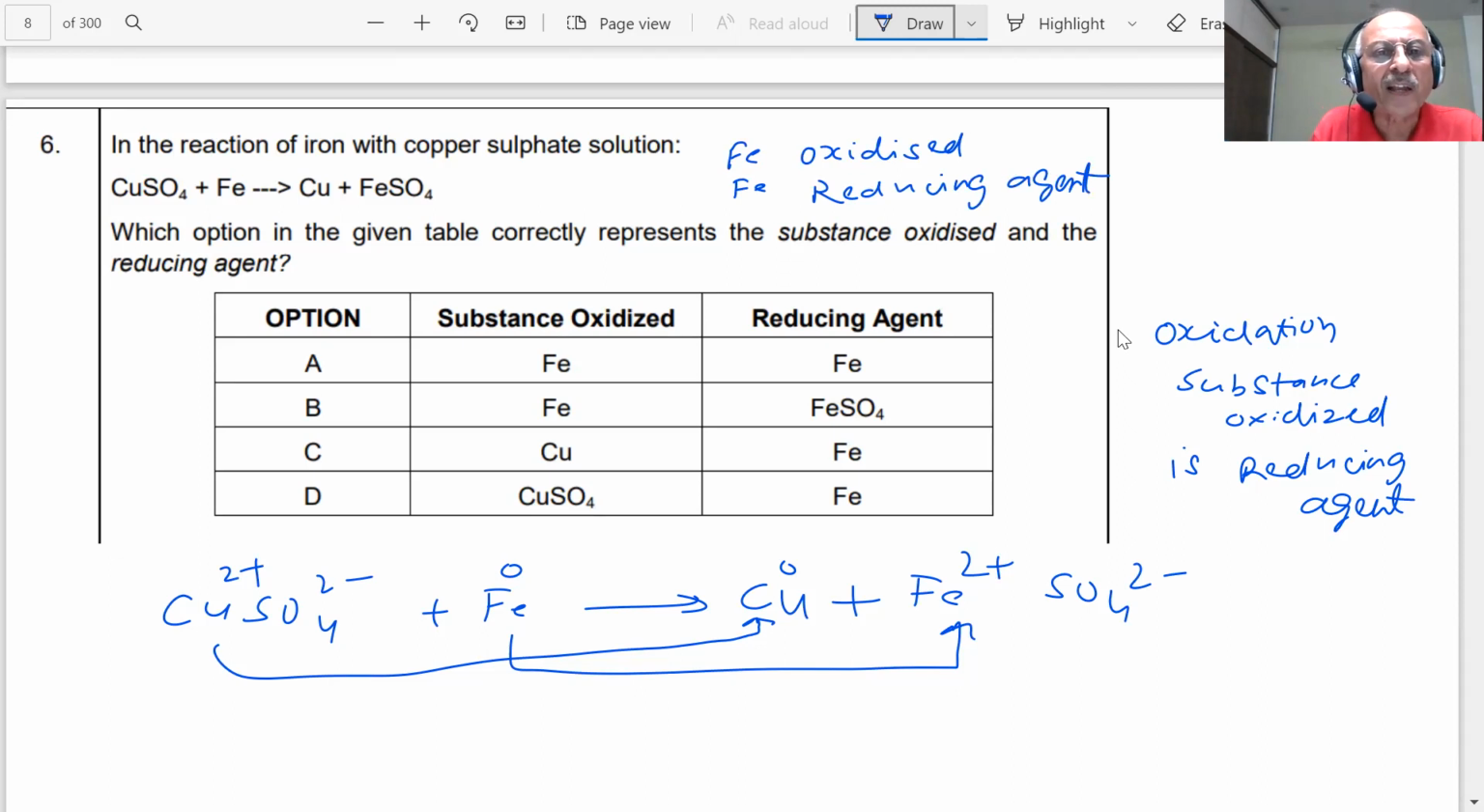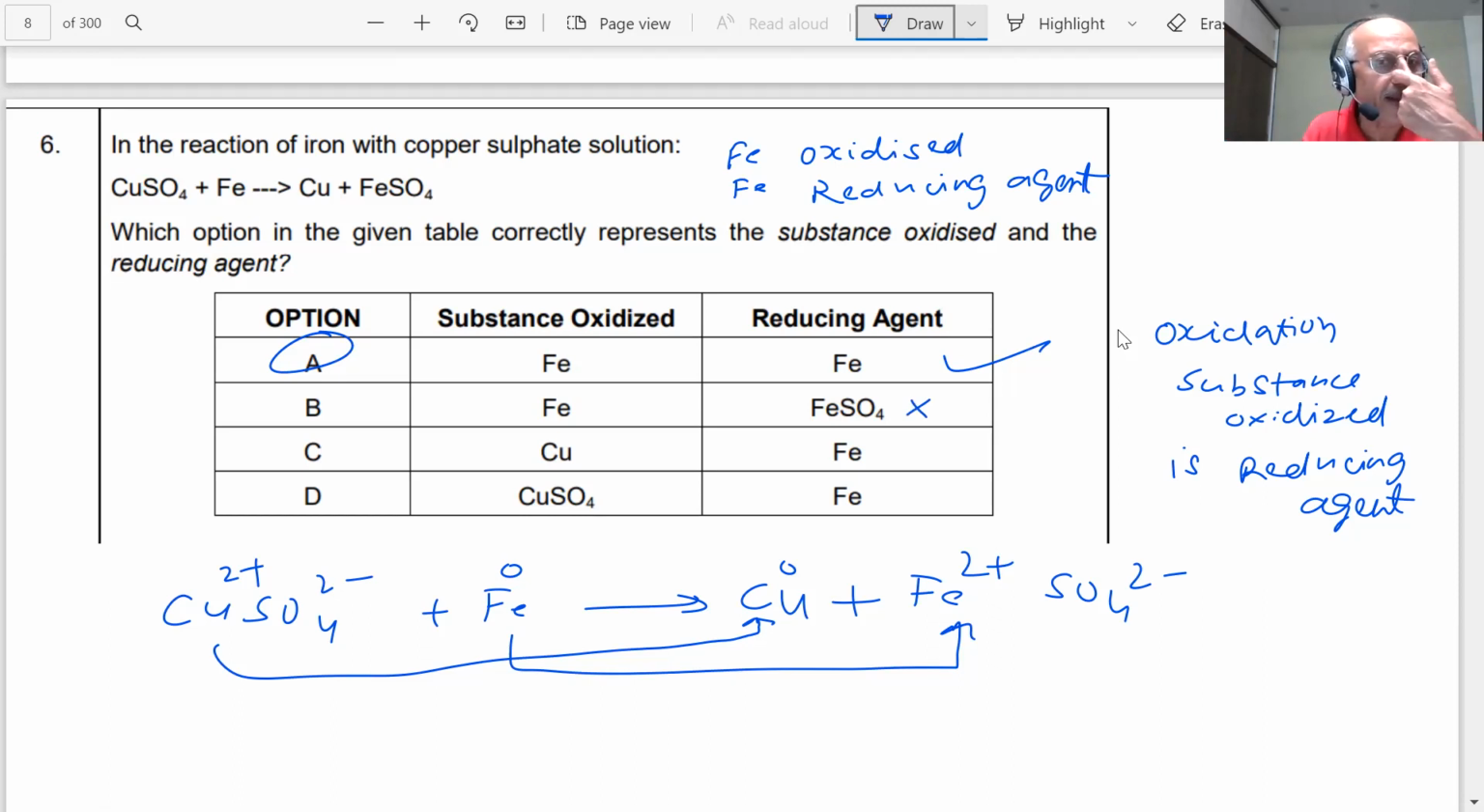So what is the option then? Iron is oxidized and iron is the reducing agent. This is the correct option. I try to read the other options. Even if I don't know this idea of oxidation number, I know one option says substance iron is oxidized and reducing agent. It cannot be true because iron and iron sulfate.